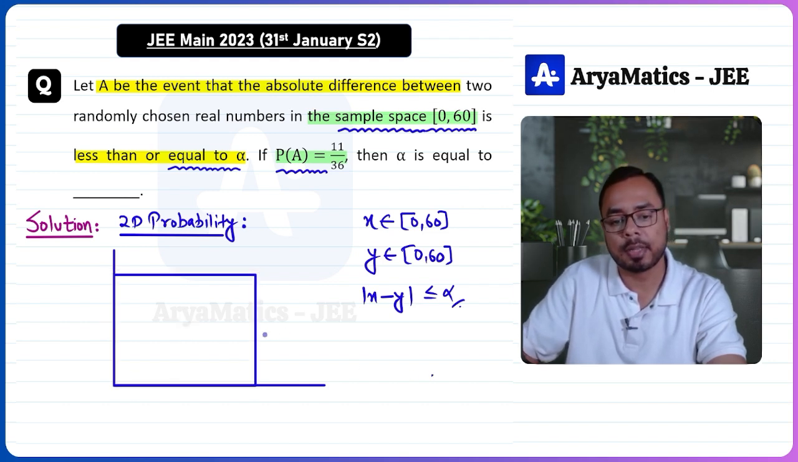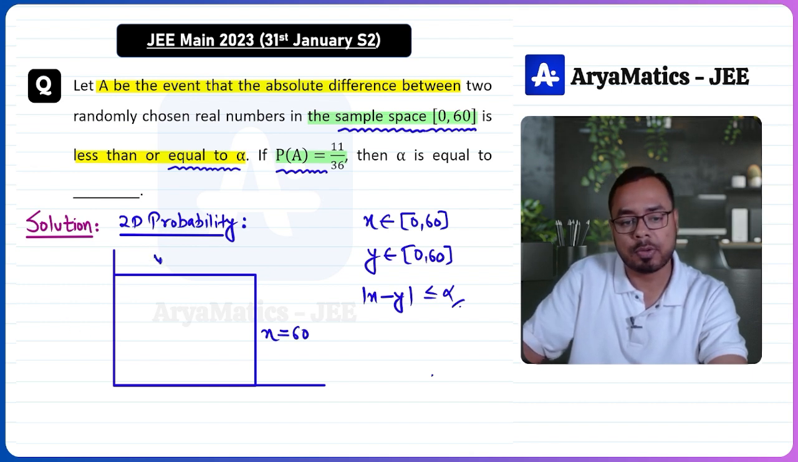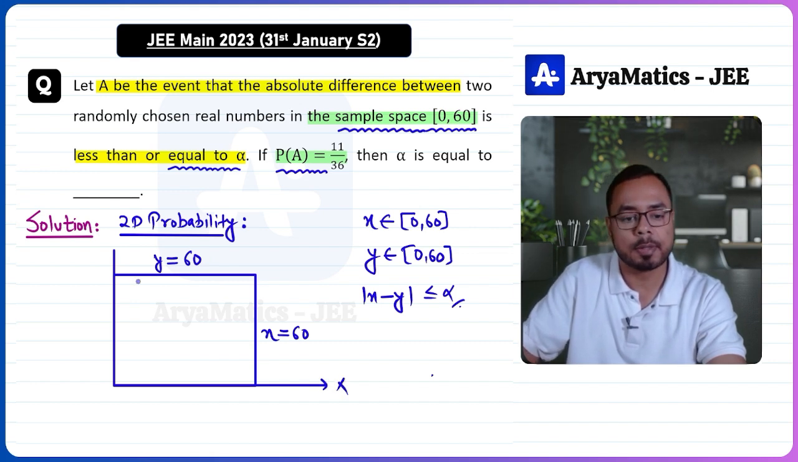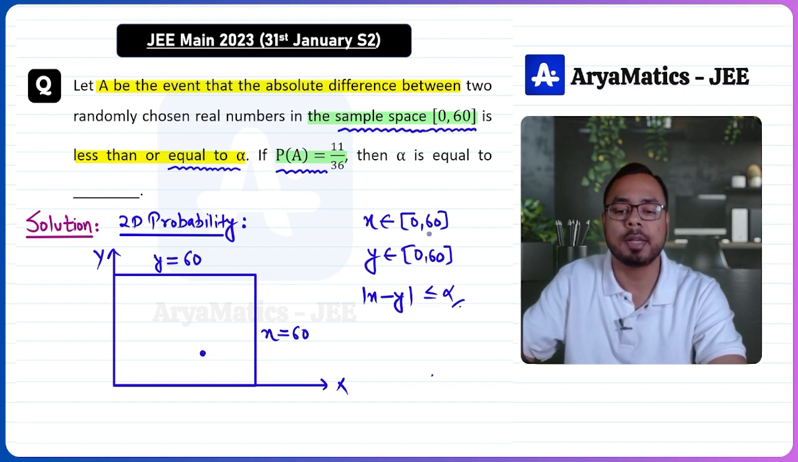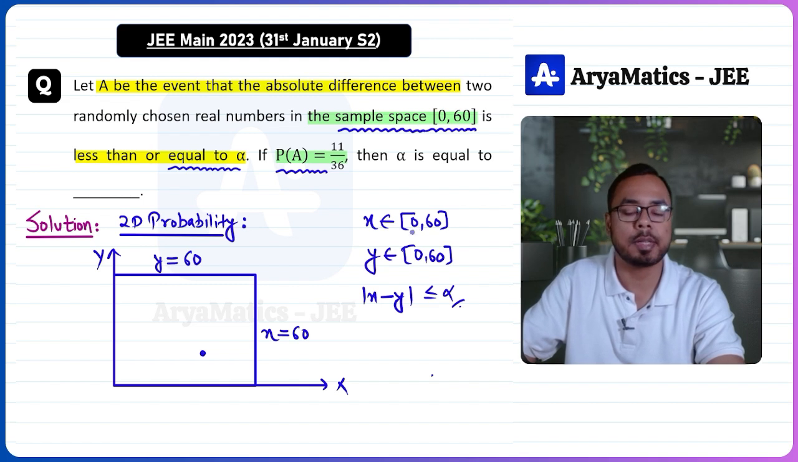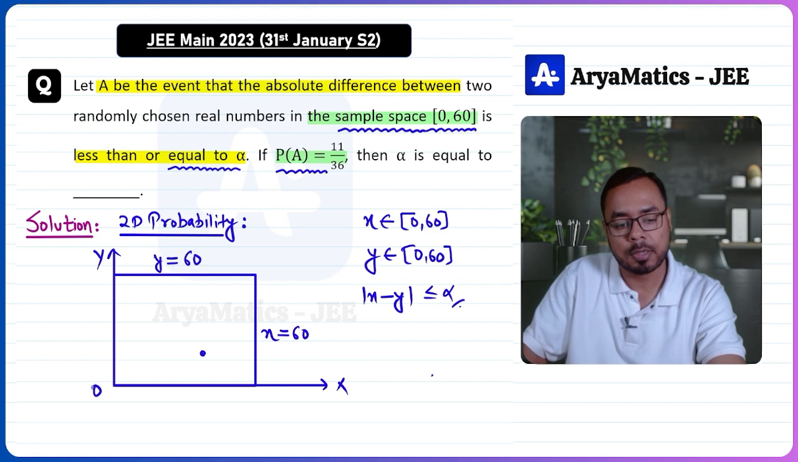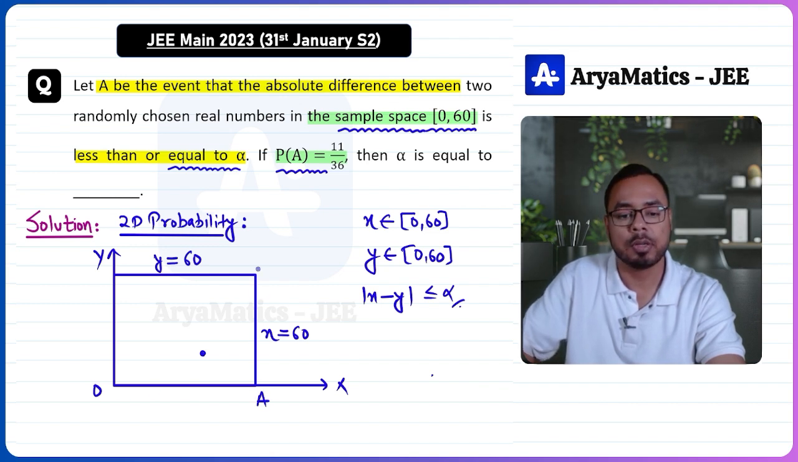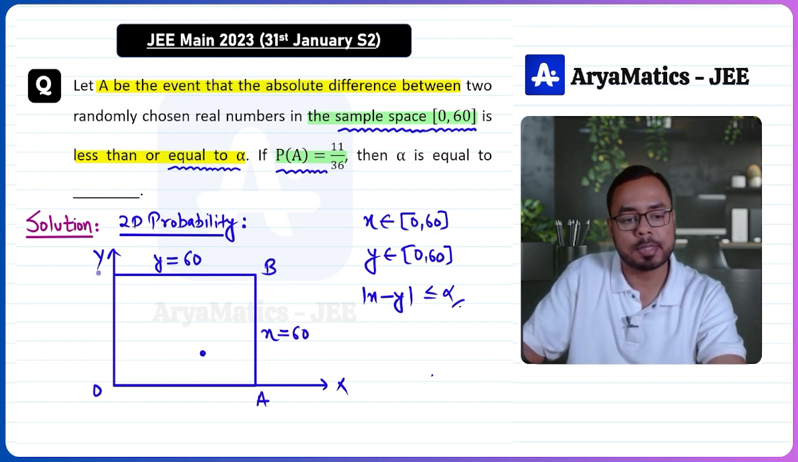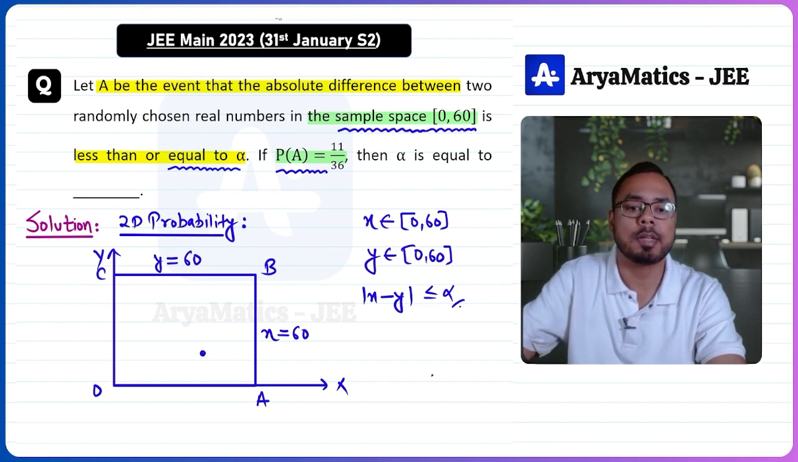Right, the different lines are, this line is the x equals 60 line. Here we have x equals 0. This is the y equals 60 line. And this is your sample space, right? Take any point in this region and it will satisfy the condition that x is between 0 and 60, and y is also between 0 and 60. So this square is representing the sample space. Let us call these points O, A, B and C. So this square is representing the sample space here, right?